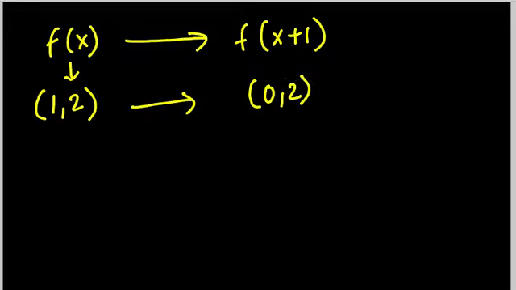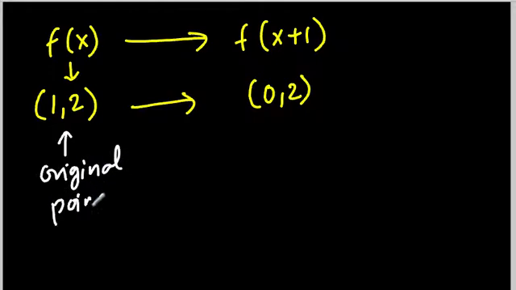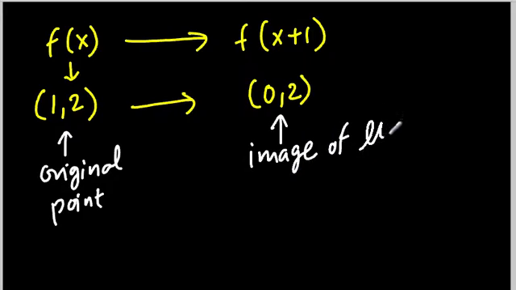So what I want to basically define is this right here, the (1, 2), this is the original point, okay? And the (1, 2) does not actually become (0, 2). This is what it becomes after a transformation. So on the original f of x, (1, 2) actually stays intact, and f of x plus 1 is just a transformed function. It is another function. And this point right here, after it has been transformed, is called the image of the original point.